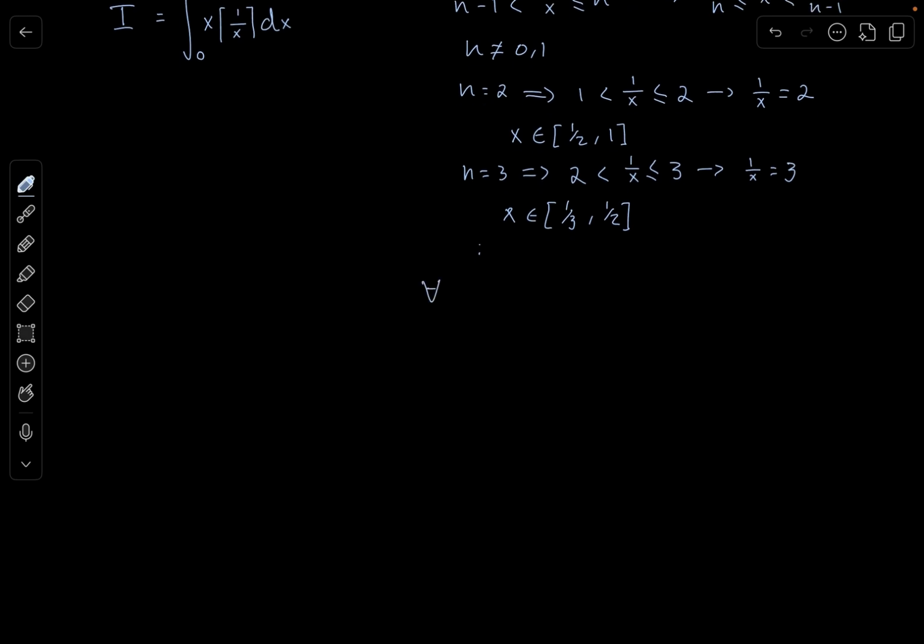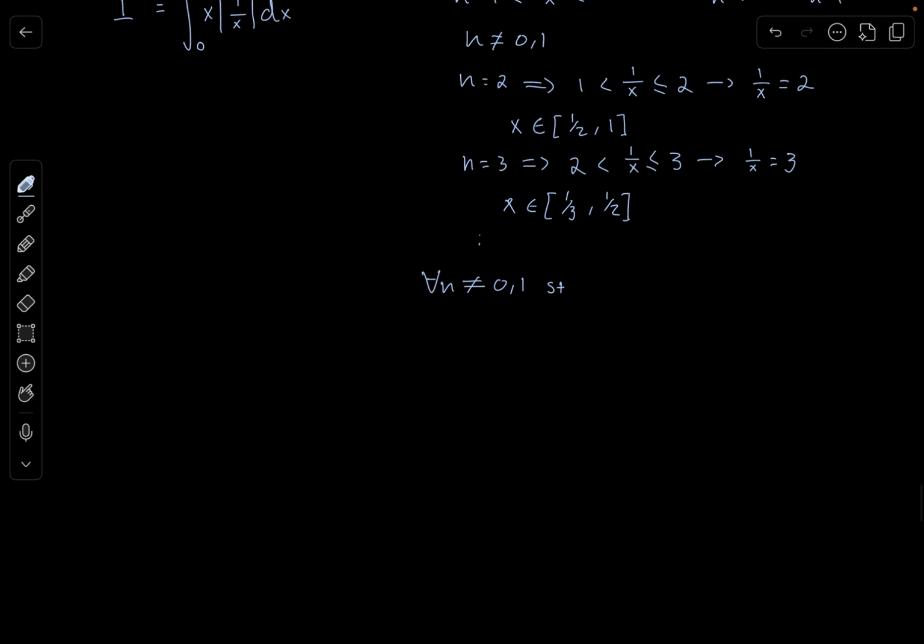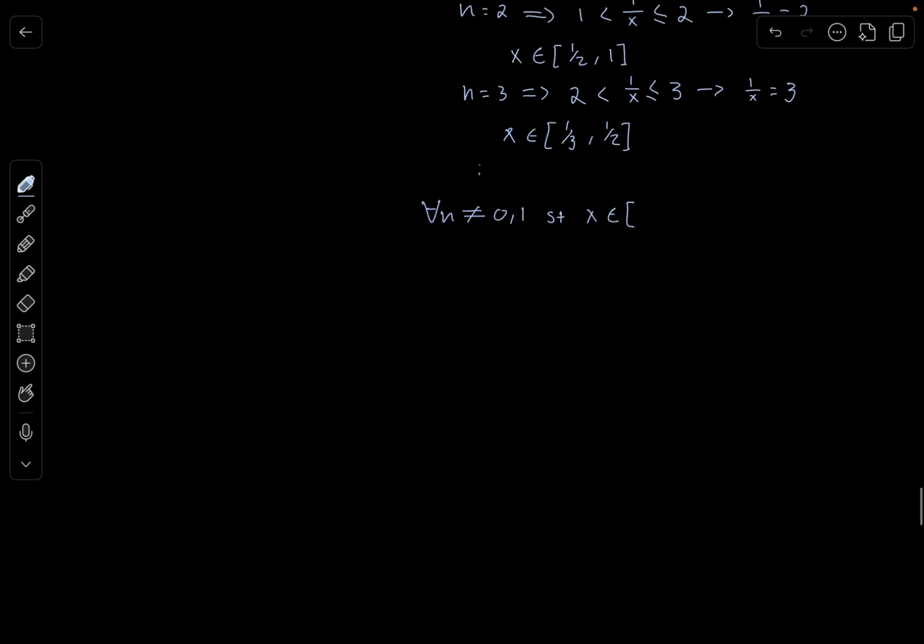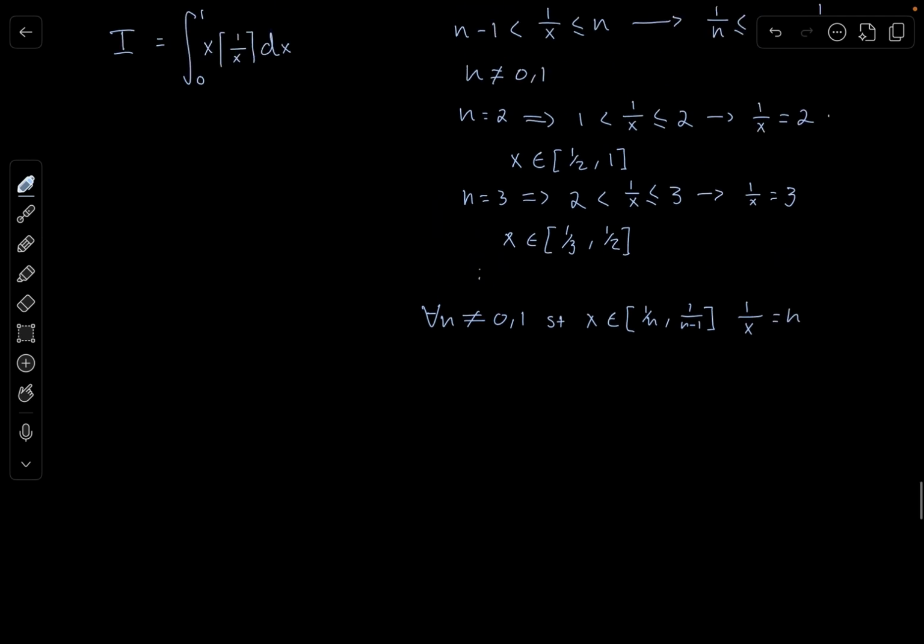So for all n not equal to 0 or 1, such that x is in the interval 1 over n to 1 over n minus 1, 1 over x is equal to n. I don't know if that makes sense, but we can see here 1 over x is equal to n.